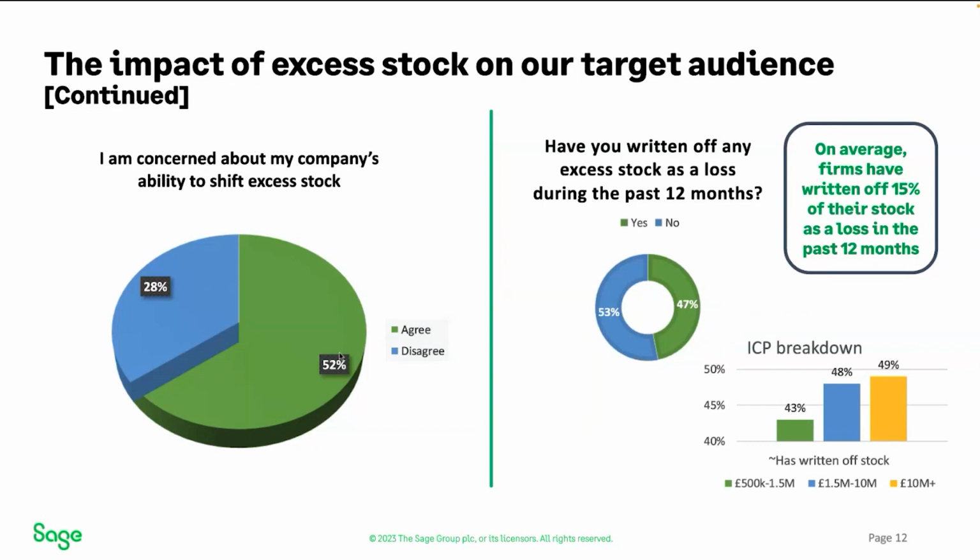As well as that, businesses also would say that it's actually quite a difficult problem to solve. So actually shifting that excess stock, 52% of people agree that they're concerned about their ability to shift it, and 47% saying that they've actually written off stock in the last 12 months as a result.